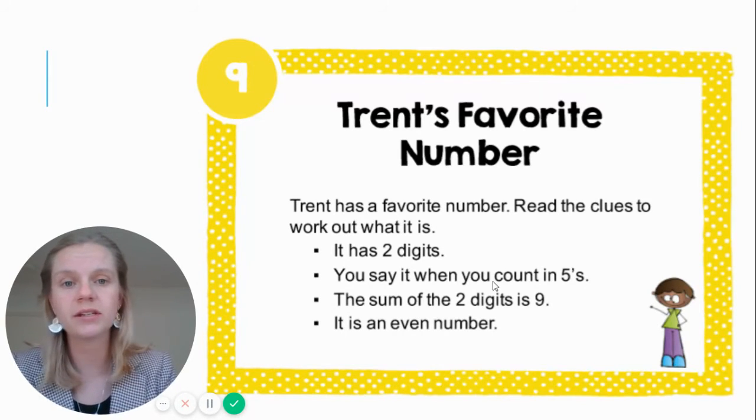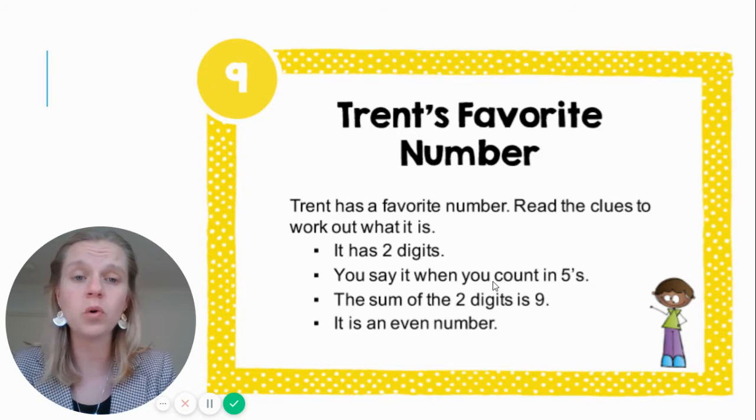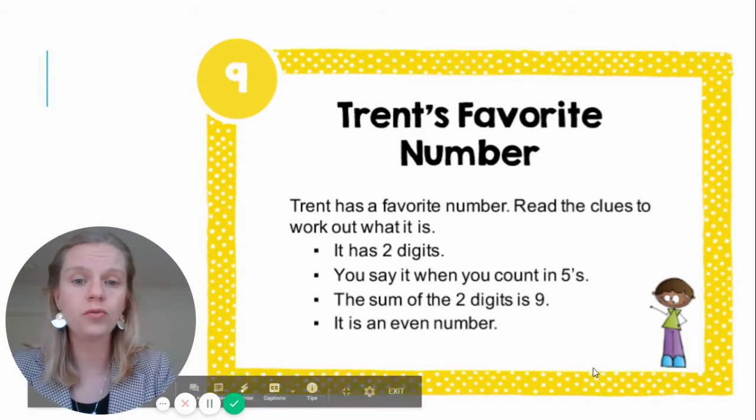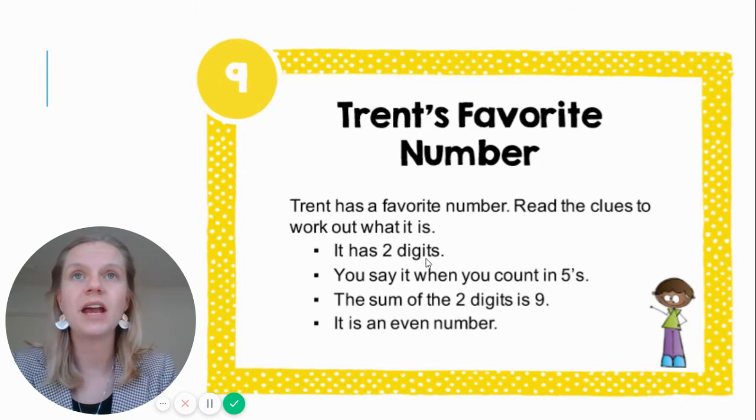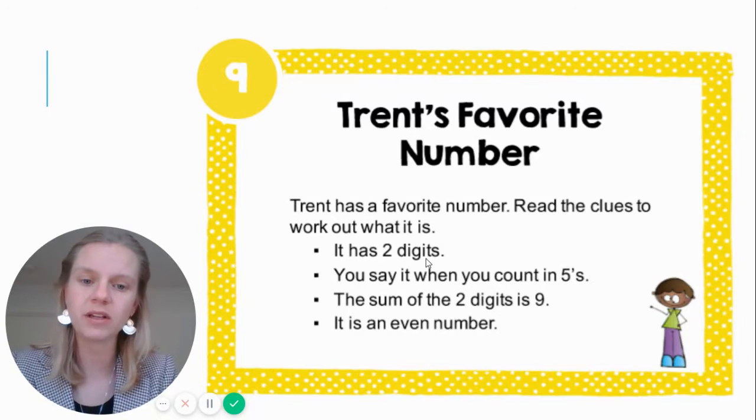So we need to check that we understand this problem. For us to find Trent's number, all 4 of these things need to be true. 2 digits. Well, that means that it has a tens and a ones. So think about what numbers you know that have a tens and a ones in their places, 2 places. Counting by fives. I think you know your counting by 5 patterns, 5, 10, 15, 20, and so on.